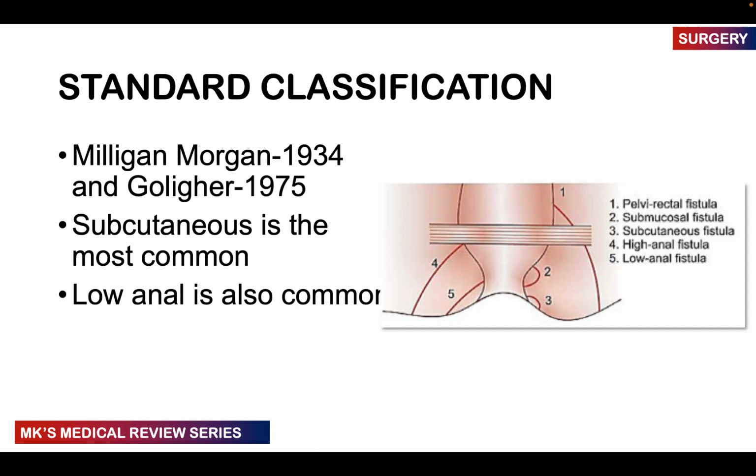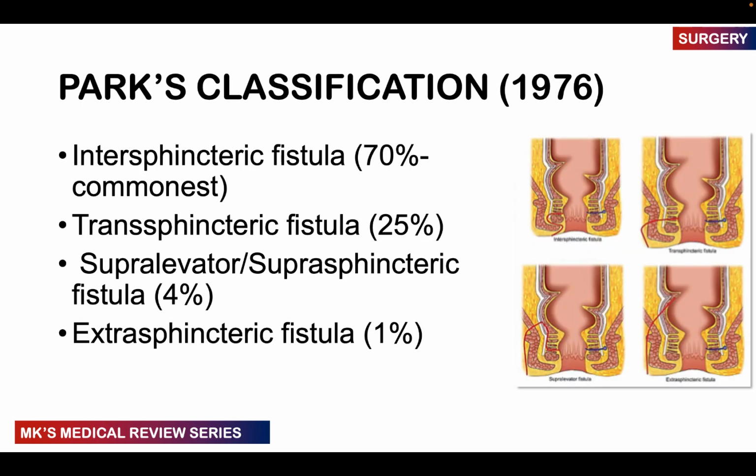Remember that you also have a standard classification, which was first postulated by Milligan, Morgan and Gallagher, and it's divided into 5 main types of fistula. You have a pelvirectal fistula, which is what is depicted on 1, appearing in this area. You have a submucous fistula, which is appearing here at 2. You have a subcutaneous fistula, which is appearing at 3. You have a high-level anal fistula, and you have a low-level fistula. Remember that the subcutaneous type is the most common, and the low anal type is also quite common. Then you also have the Parks classification, which is in relation to the sphincter.